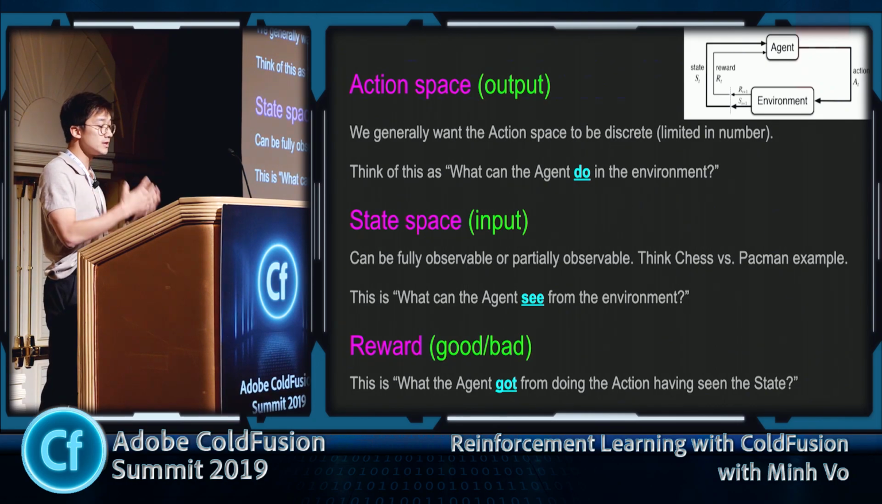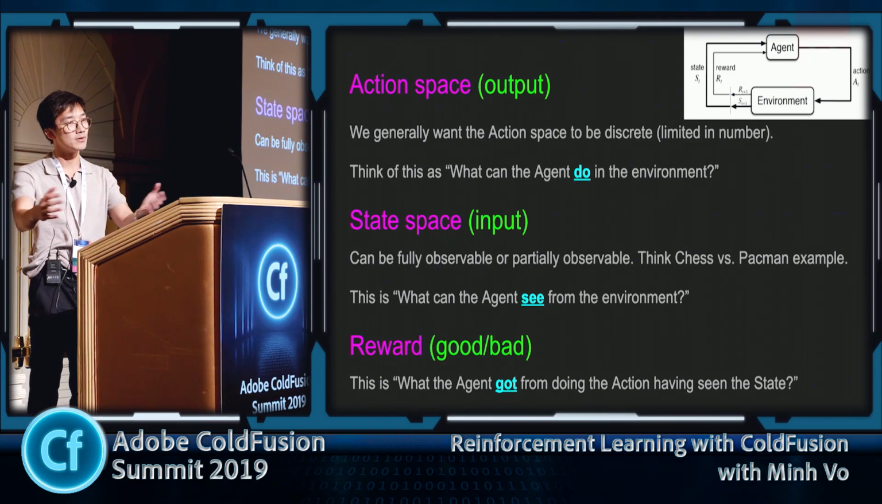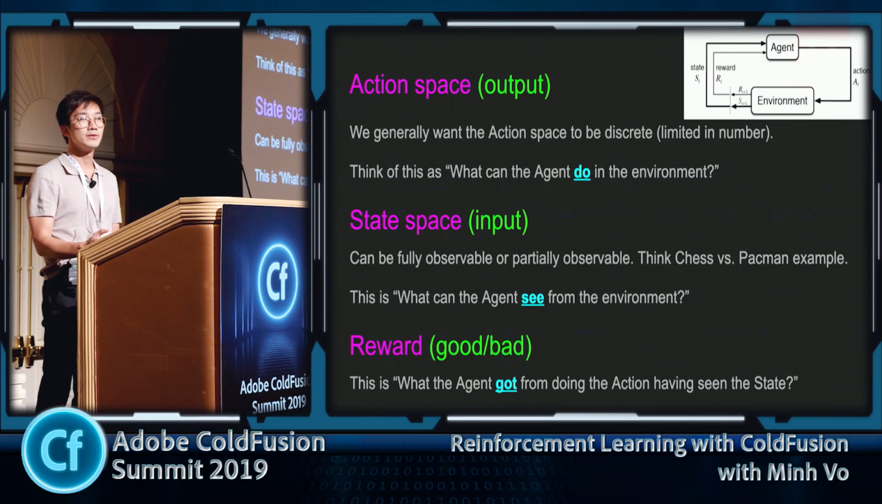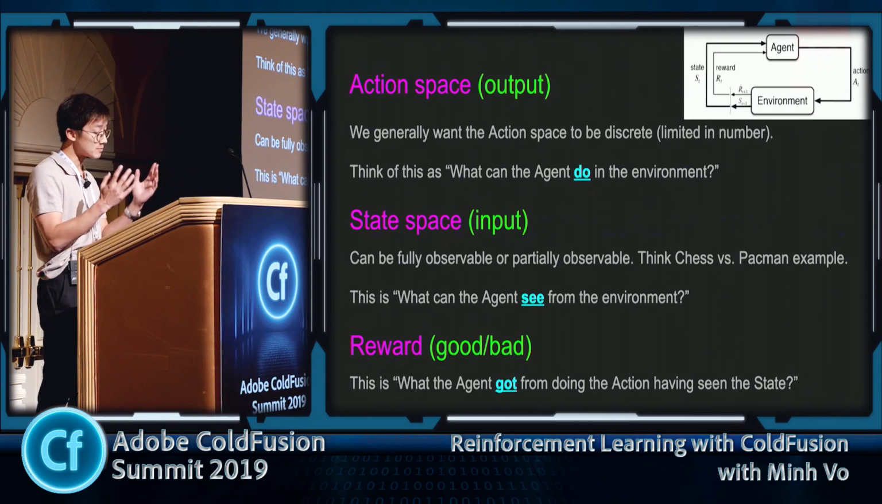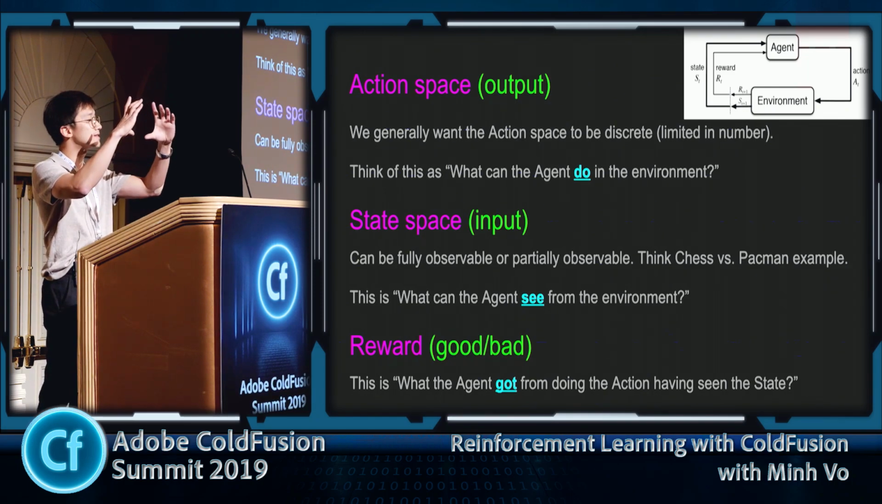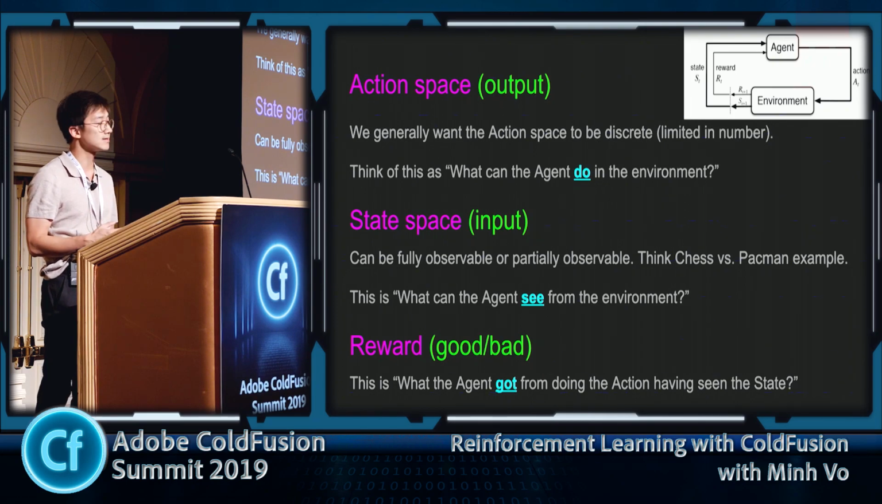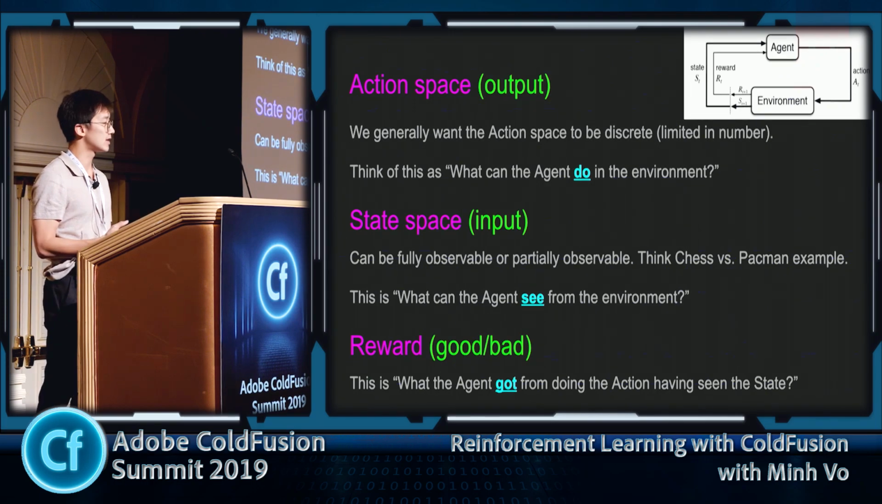And it can be fully observable or partially observable, which makes sense. It's like chess. If you look at the board, you'll know exactly what state it's in, right? It's totally exposed. And then in the Pac-Man example, really all I can see is that circle. That's your influence, basically. So that's limited. And you can think of the state space as what the agent can see from the environment.